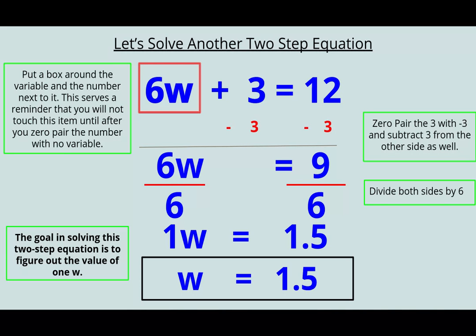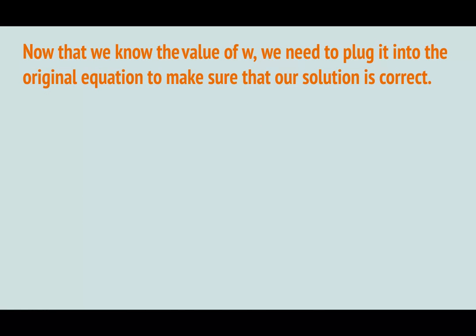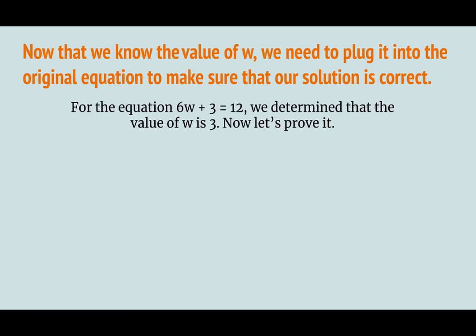If, let's say, we solve this equation, but we're not 100% sure, we're not confident that our answer is correct. Well, the way you get confident is you prove it. Now that we know the value of w, we need to plug it into the original equation to make sure that our solution is correct. So the equation was 6w plus 3 equals 12, and we determined that the value of w is 3.